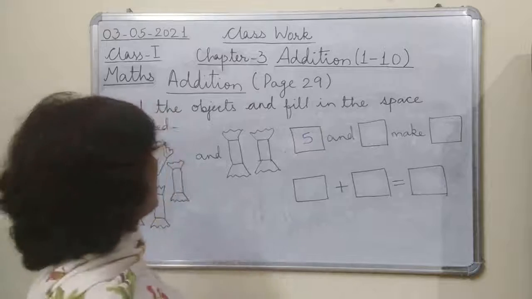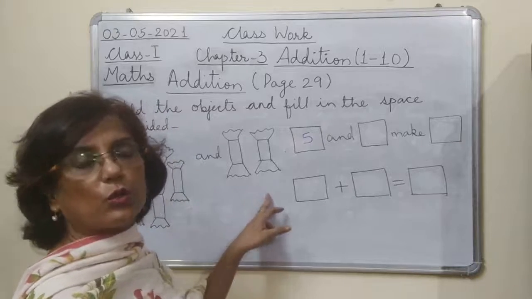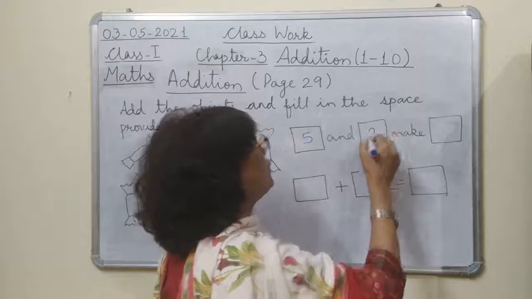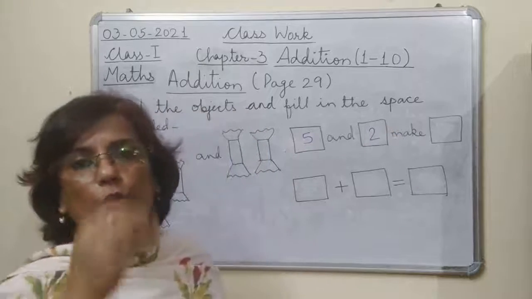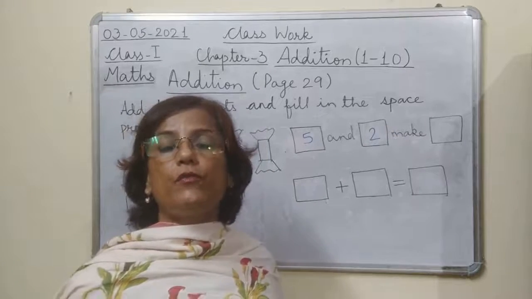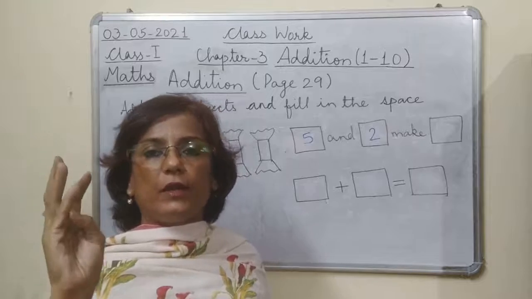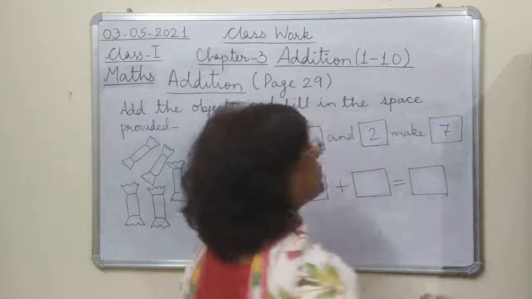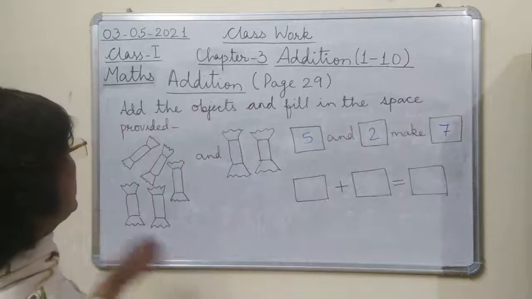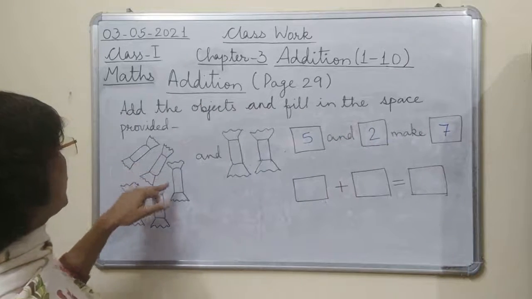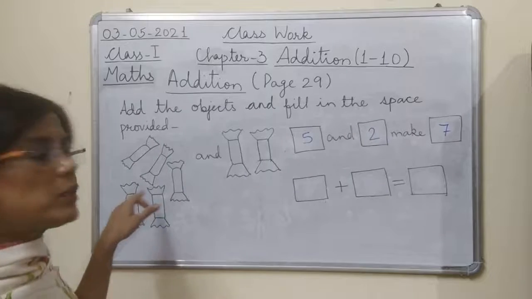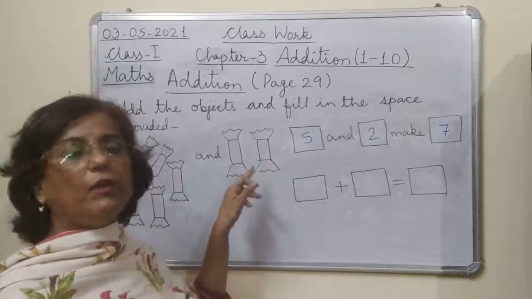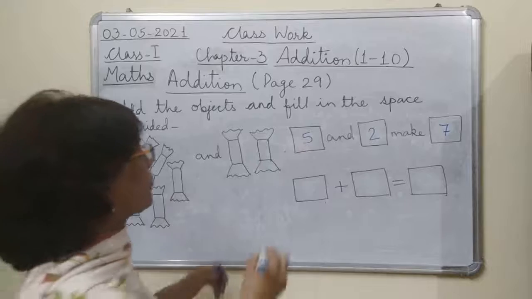ठीक है. And how many toffees? 1, 2. So we write 2 here. So 5 and 2. 5 and 2 मिला के कितने हुए? 5, 6, 7. So 5 and 2 make 7. ठीक है. You can count here also. 1, 2, 3, 4, 5. 5 toffees. 6, 7. So 5 and 2 make 7.